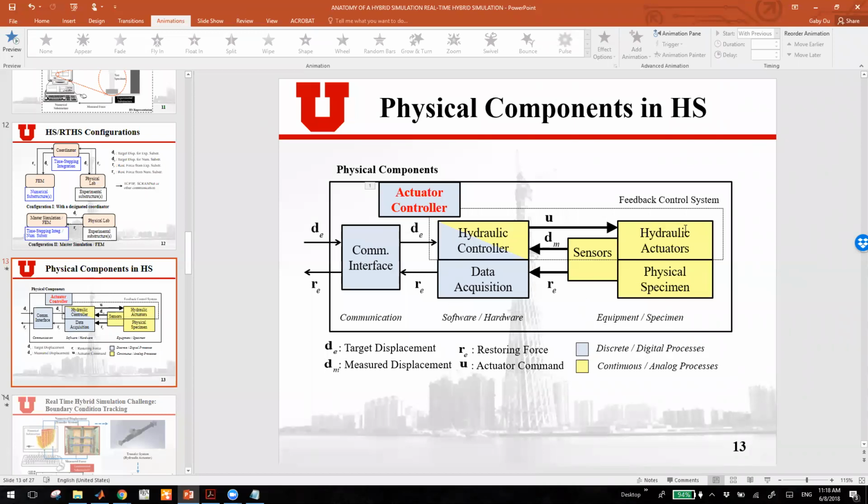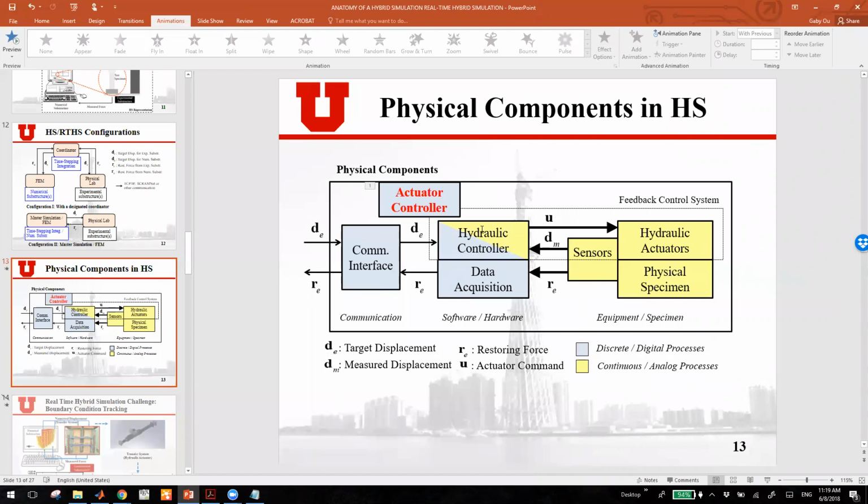And then after the displacement is sent to your loading system, your physical specimen, which is your experiment substructure, will produce a certain restoring force. And that restoring force will go to a data acquisition board that will convert a voltage signal to a digital signal, and send the digital restoring force back to your communication interface and back to the numerical substructure. And sometimes, even in the hybrid simulation, you need the actuator controller.